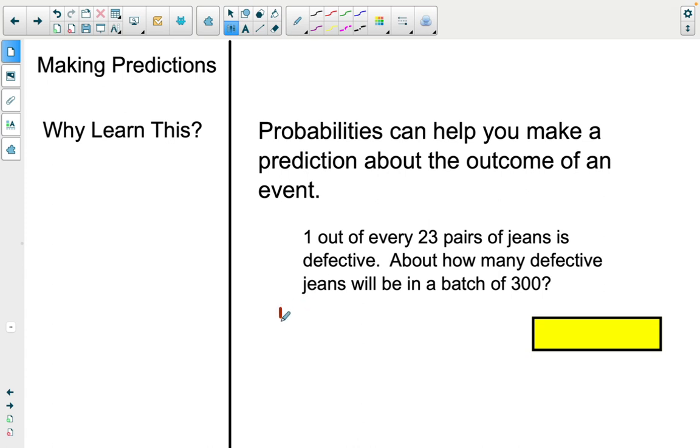It says 1 out of every 23 pairs of jeans are defective. We want to know, assuming this is going to stay constant, how many will be defective out of a batch of 300? Well, this is just going to be an equivalent fraction. 1 out of 23 is how many out of 300? It's actually a rate. One defective pair out of 23 pairs. So this is how many defective out of total.